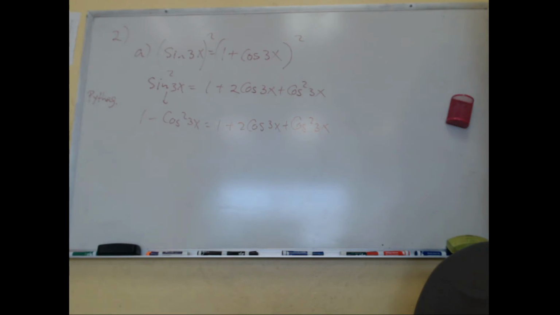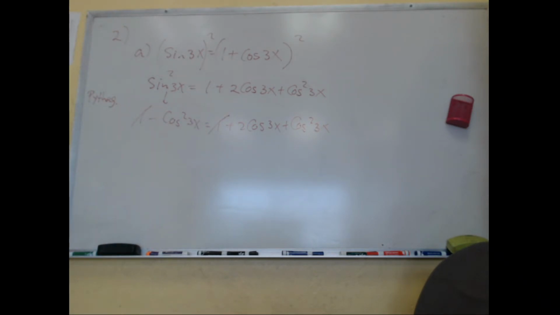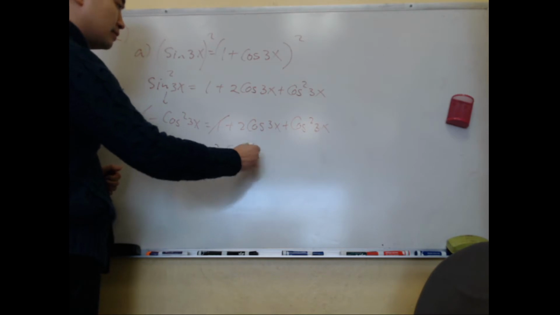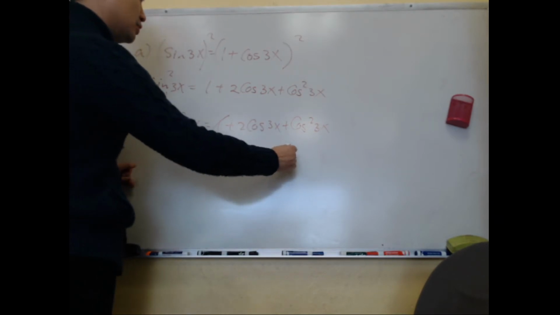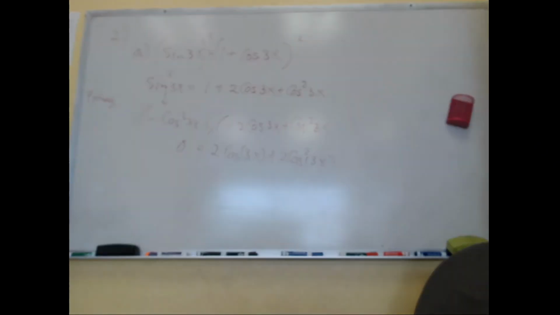Now, is there anything that we can cancel on both sides? The 1s. This one is quadratic, right? So that means we need to bring everything together. So we get 0 equals 2 cosine of 3x plus 2 cosine squared of 3x.